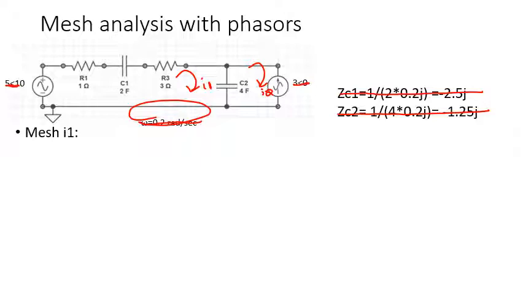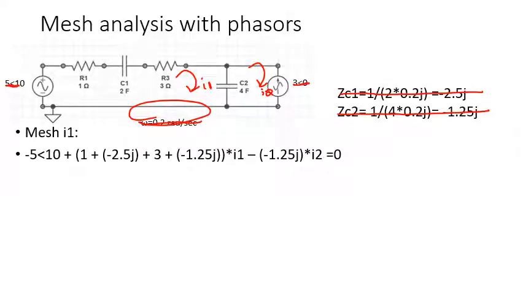I then can write my mesh equations. So for mesh I1, going around clockwise, I hit the negative sign of this voltage source, so negative 5 phase angle of 10. This is a voltage source, note the plus and minus. Plus, I hit all these circuit elements, R1, C1, R3, and capacitor 2. So R1 plus Z of C1, plus R3, plus Z of C2, times I1. All of them will be positive for I1. The only thing I have overlapping with I2 is ZC2, and so I'll have minus ZC2.